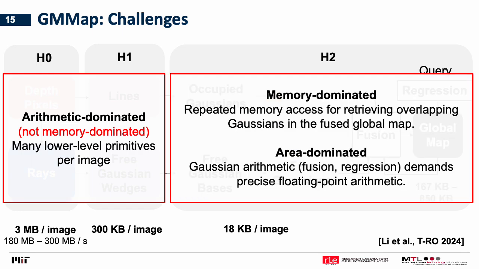So even though Gaussians at H2 are the most compact primitives, they're not dominating the memory operations because the global Gaussian map grows and accumulates Gaussians across many images. In addition, the Gaussian operations, such as fusion and regression, become area-dominated because they demand precision-heavy floating-point arithmetic.